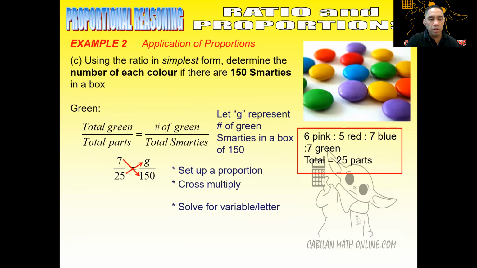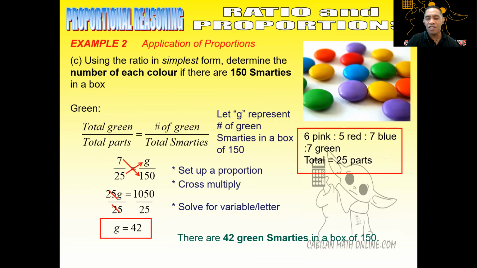So we cross multiply. 25 times G gives me 25G, and 7 times 150 gives me 1050. And last but not least, divide both sides by 25. And you guessed it, we wind up getting the same number as the blue, which is 42 green Smarties.